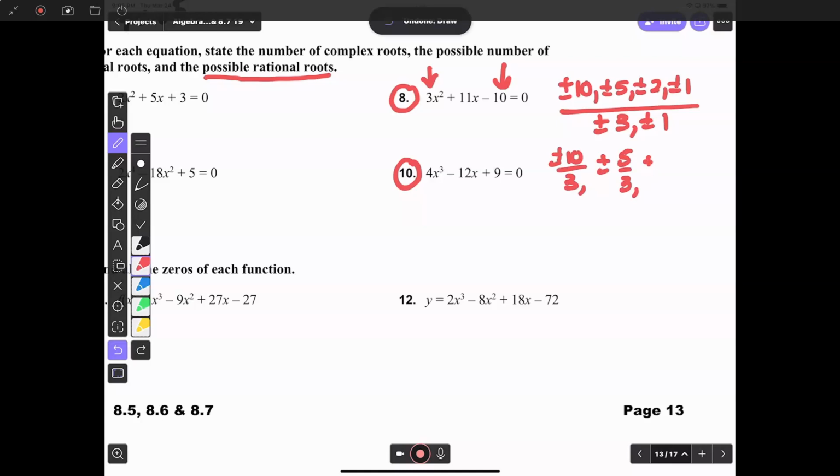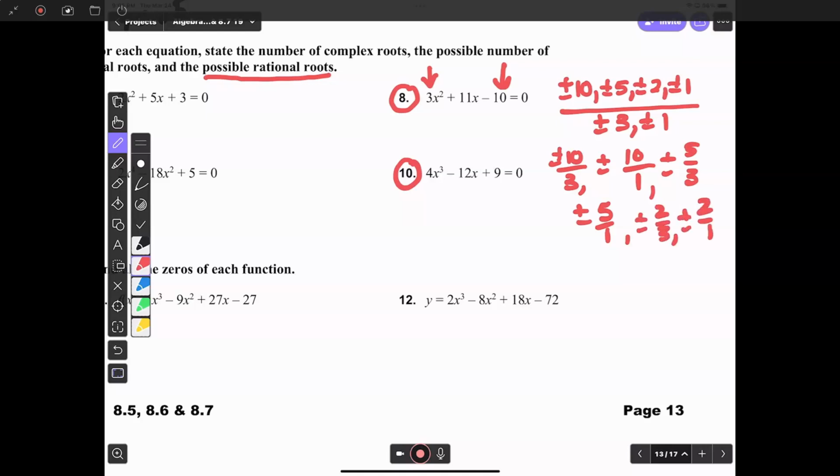Well, let me go back. It's 10 over 1, plus or minus 10 over 3, plus or minus 5 over 3, plus or minus 5 over 1, which is just 5, and then plus or minus 2 over 3, plus or minus 2 over 1, which is just 2, and then you have plus or minus 1 over 3, and then you have plus or minus 1. So those are all the possible roots.